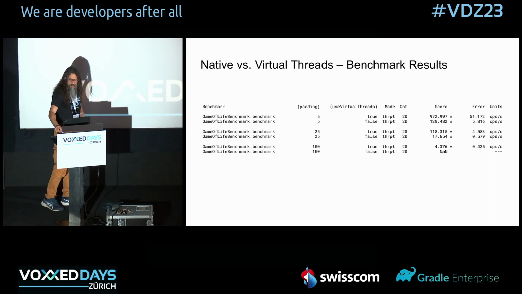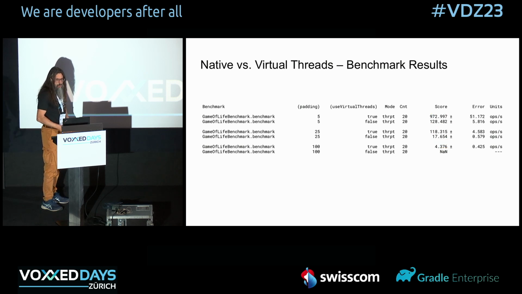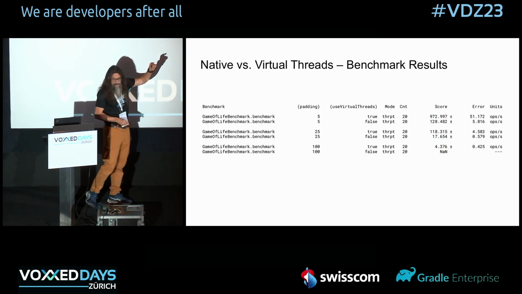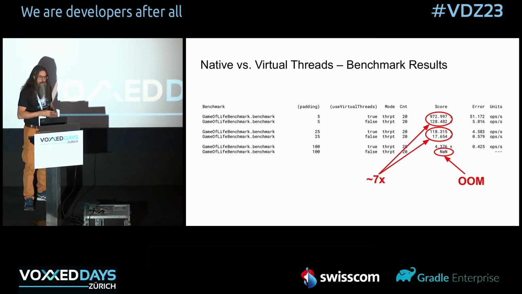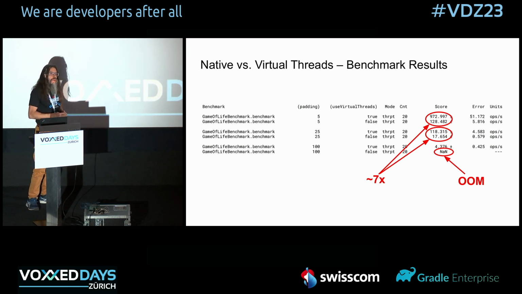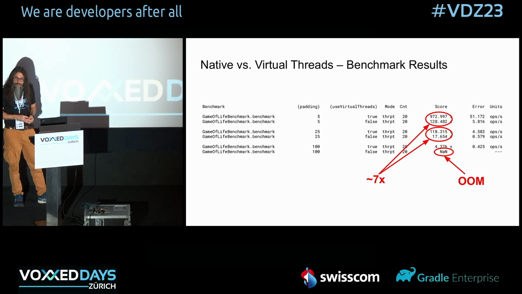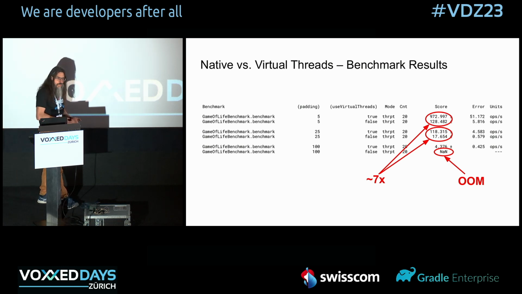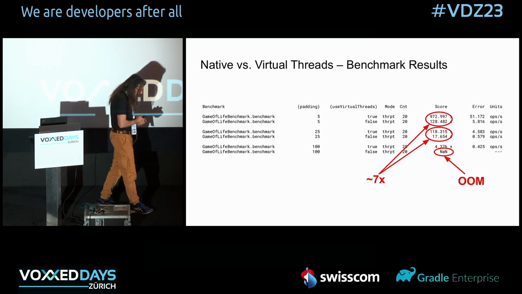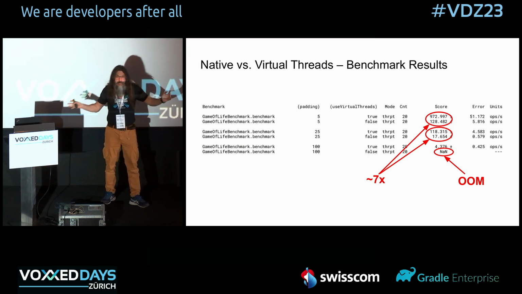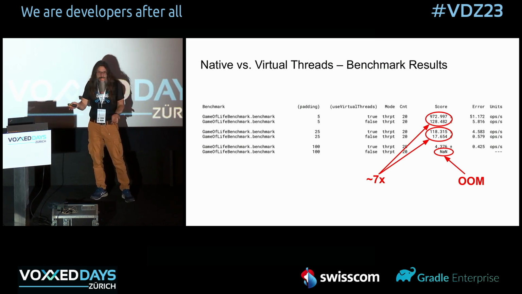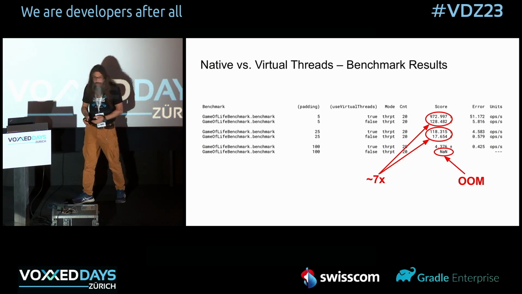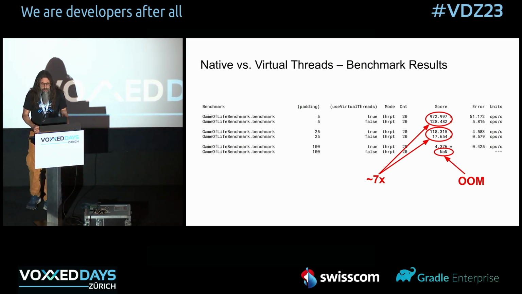Okay, so I made this first run comparing native and virtual threads. And as you can see, both with 1,000 cells and 5,000 cells, the virtual threads were around 7 times faster. And of course I couldn't run the biggest board with native threads because I simply cannot launch 50,000 native threads on my machine, so it went out of memory.